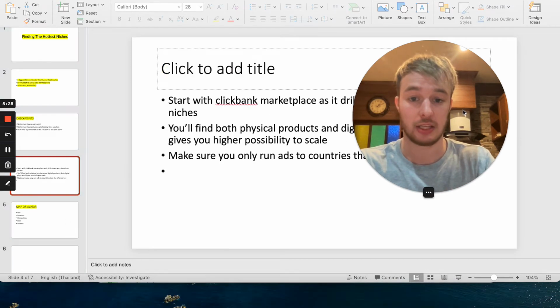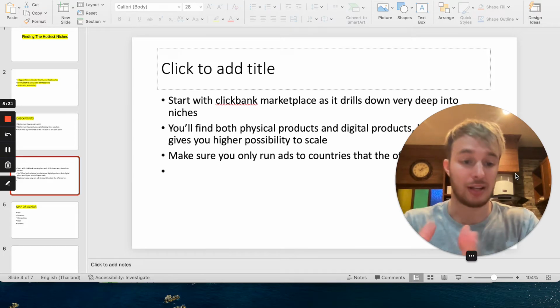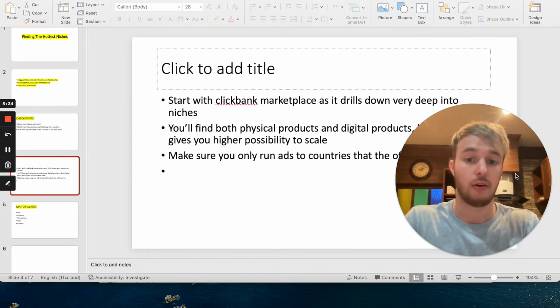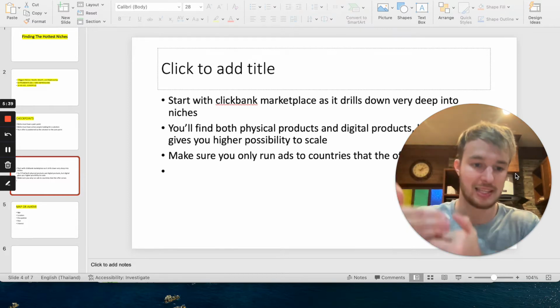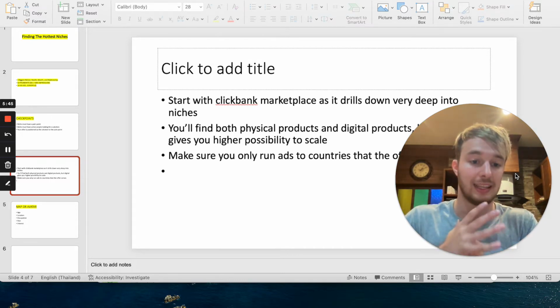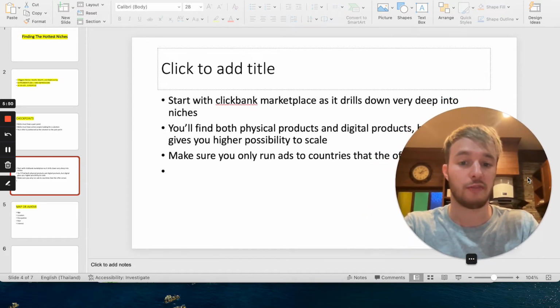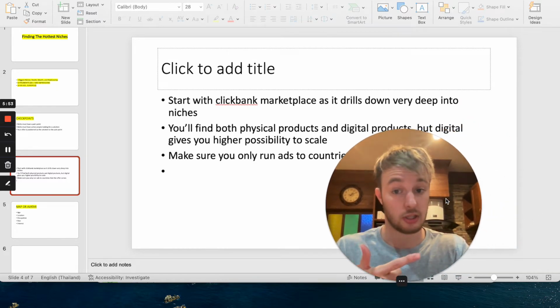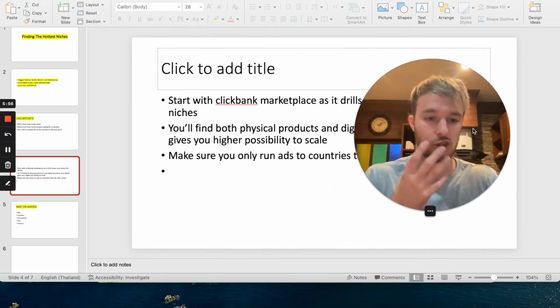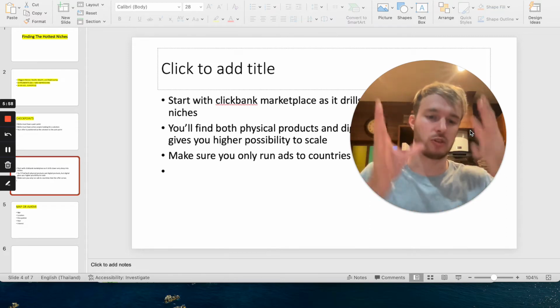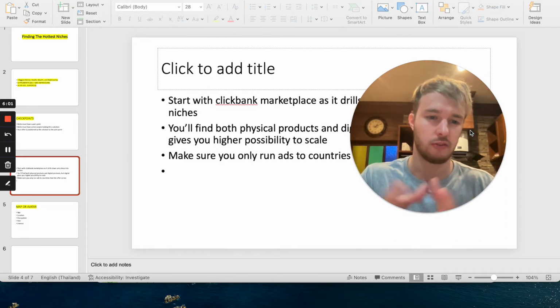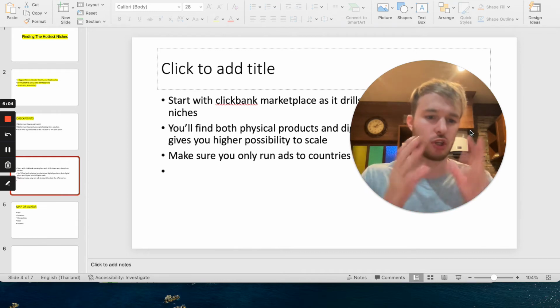Another thing we have here is that you can start on ClickBank, like I showed before, with the ClickBank Marketplace, as it drills down very deep into niches, right? You have many different niches, and then you have sub-niches, for example, health, weight loss, diabetes, back pain, teeth whitening, lots of different sub-niches. Then you'll also find both physical products and digital products, but digital gives you a higher possibility to scale up. If you want to make more money and scale easily, you can do it with info products first, like how-to products, ebooks, diet books, making money online books, stuff like that.